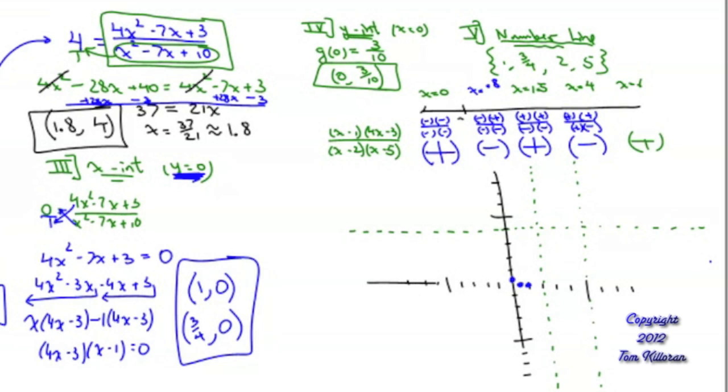See, we got the 0, 3 tenths. We got the 1, 0, the 3, 4, 0. This one, 1.84. Now 4 is this horizontal asymptote, so all we have to do is go to 1.8, which is really close to, and go up to the horizontal asymptote and plot a point. So that's 1.8, comma 4. And it's the only point that crosses the horizontal asymptote.